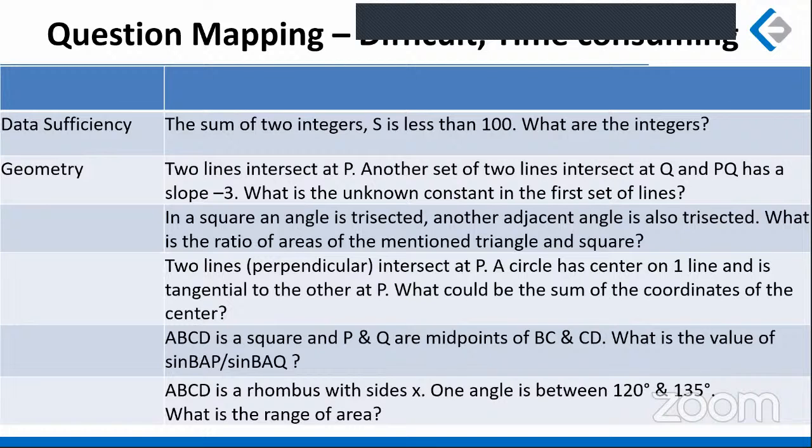Next was a square. In a square, an angle is trisected from one of the vertices. Of course, the interior angle in a square is always 90 degrees. So it was trisected. There were 3 parts, all having 30 degrees. Another adjacent angle is also trisected and only one line is drawn, of course. So a particular triangle is formed. All you have to do was find the ratio of the areas of the triangle and the square. Because it is all 30, 60, 90 triangles, all angles would be 30, 30, 30, and then 30, 60, 90 triangles would be formed. So it was a little calculative finding the sides.